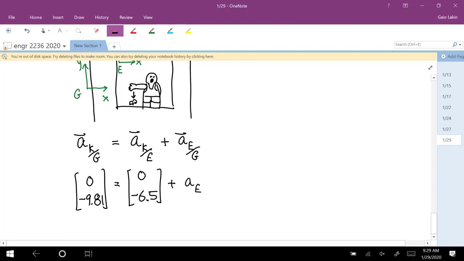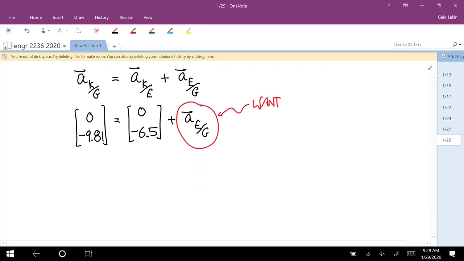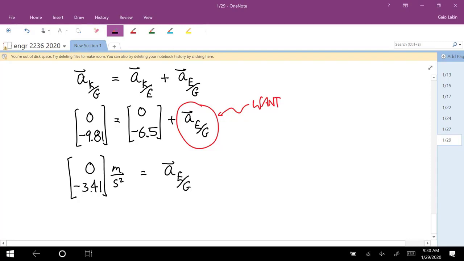Plus the acceleration of the elevator relative to the ground. This is the one that we want. Now add 0, positive 6.5 to both sides, and you get that 0, negative 3.41 meters per second squared is equal to the acceleration of the elevator according to the ground. So that's the acceleration of the elevator.